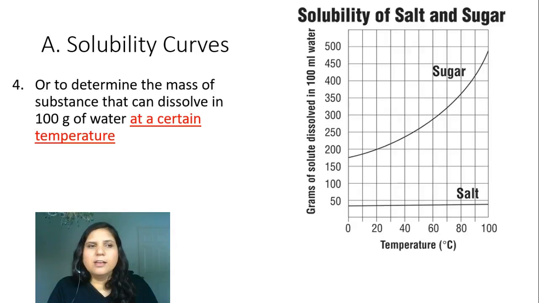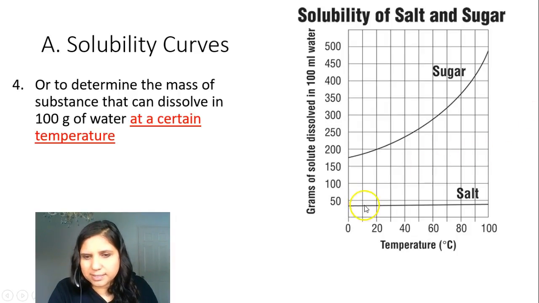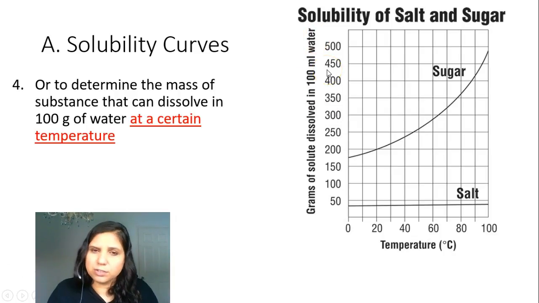Alright. Or we can use it to determine the mass of a substance that can dissolve in 100 grams of water at a certain temperature. So if I needed to know, okay, I'm going to make a saturated solution of sugar water at 20 degrees Celsius. So at 20 degrees Celsius, I can fit 200 grams of sugar in every 100 milliliters or 100 grams of water.